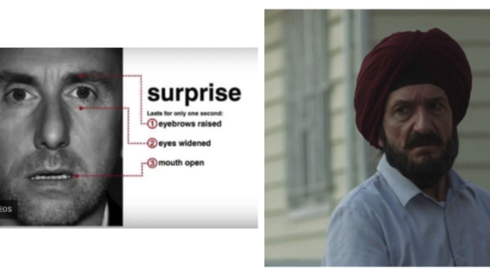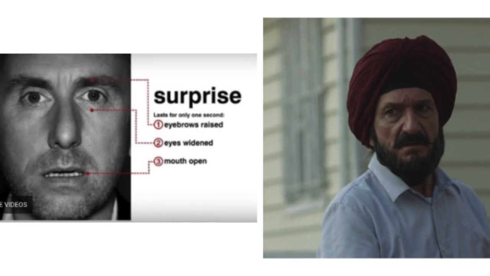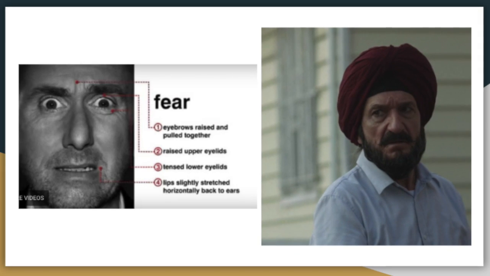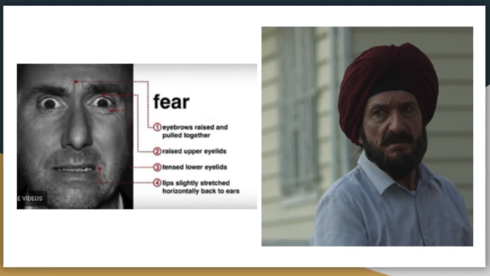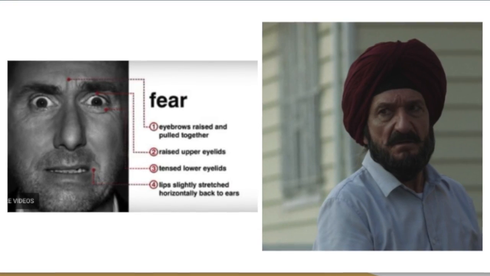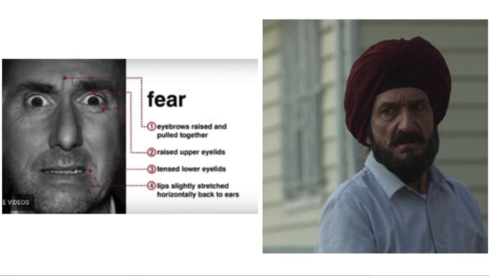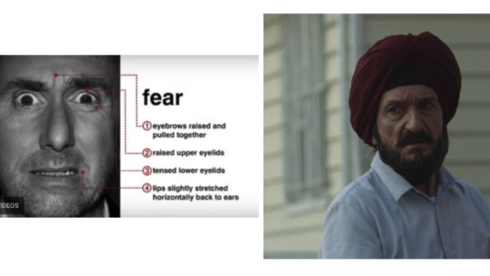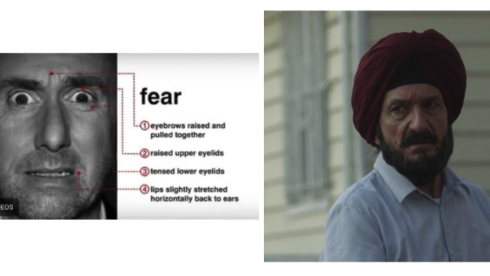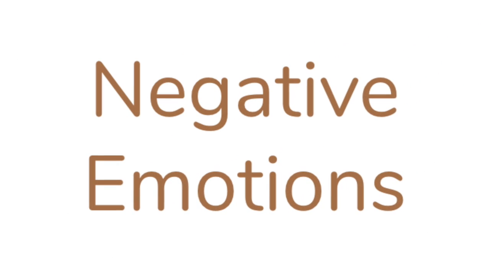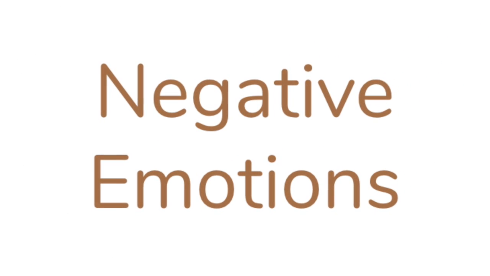The slight surprise comes from his mouth being slightly open, indicating there was a slight surprise. However, the main emotion he is feeling is fear. Fear for his friends and fear not knowing where Rishi is. This can be shown through his eyebrows being raised and pulled up together, as well as a raised upper eyelid and the tense lower eyelid. This leads us into the third and final topic.